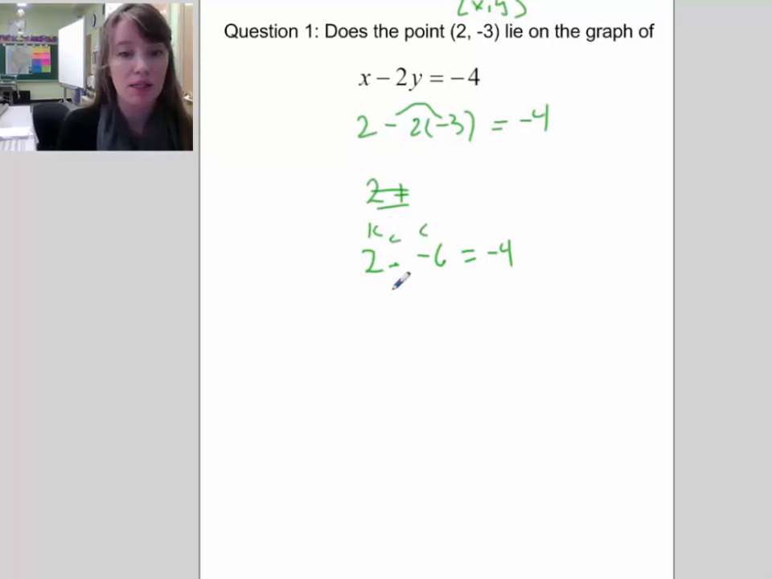If I use KCC, it would be 2 plus 6 equals 4. And it is not true that 10 equals 4. Okay, whoops, that should be 8. That's still not true. So 8 is not equal to 4. So this is not a solution, right? So not a solution, therefore it does not lie on the graph.